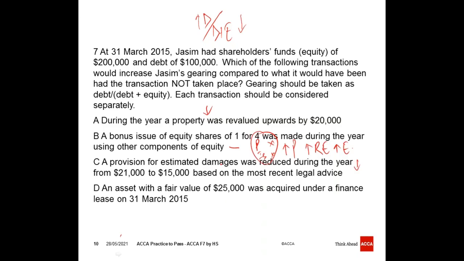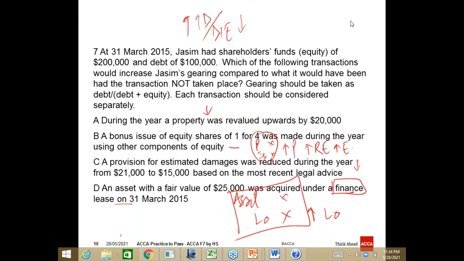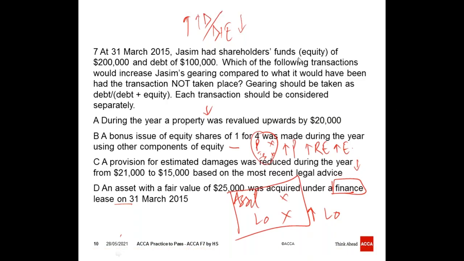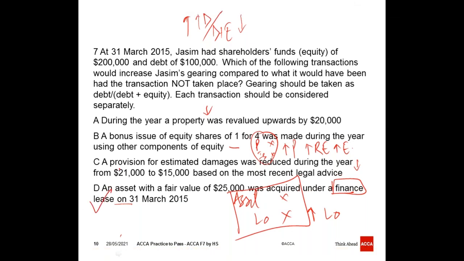An asset with a fair value of 25,000 was acquired under finance lease. Finance lease means that you have acquired the asset on lease terms. The entry will be asset debit and lease obligation credit. So when there is an increase in the lease obligation, that means there is an increase in the debt. When the debt has increased, it will definitely affect the gearing as well. So the right answer will be D.